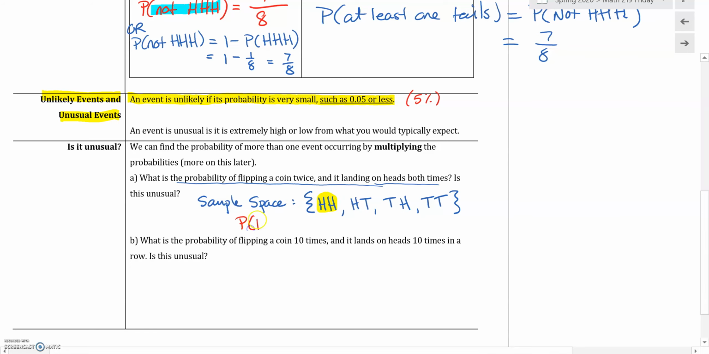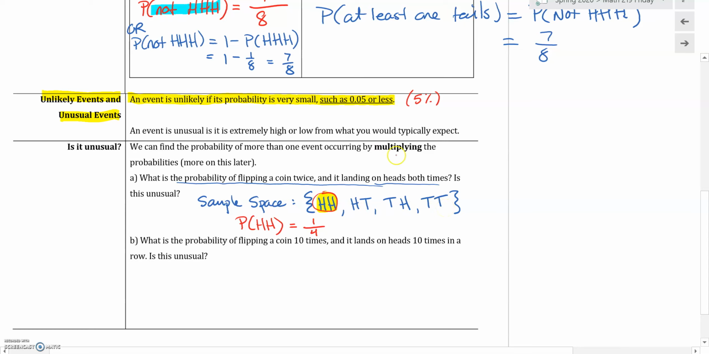I want the probability of getting heads and heads. Well, I can see that there's 4 outcomes available. Only one way to achieve that success. So one way to pull it off out of 4 possible outcomes, 1/4 is the probability. Not bad when you have the sample space.